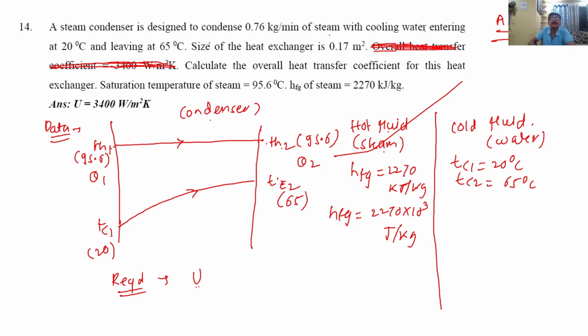I think it is given, na? 0.76 kg per minute. That is hot fluid. I have not written. m dot h is equal to 0.76 kg per minute. So 0.76 kg per minute means how much? Divided by 60 na, 0.0126 kg per second. Minute ka second karo, divide by 60.